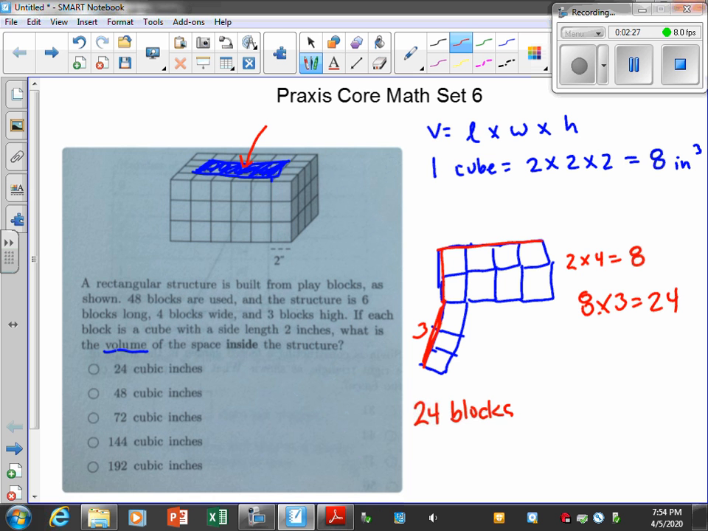If you have 24 blocks, and the volume of each single block is 8 inches cubed, and I have 24 of those, then we would say 24 times 8, which is 192 inches cubed, because we're talking about volume.